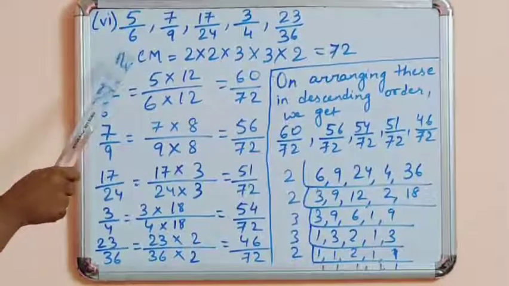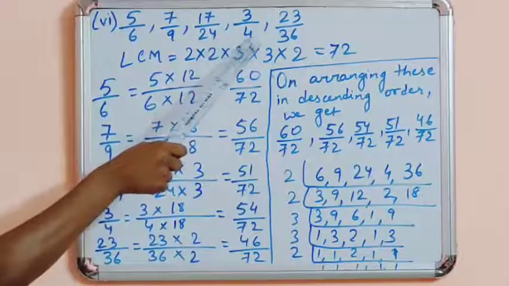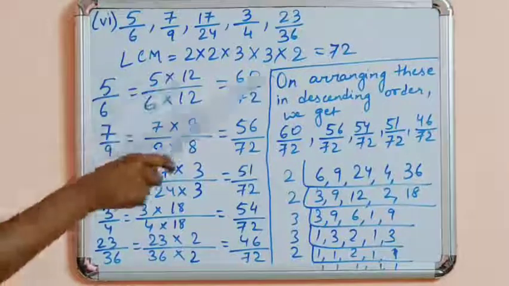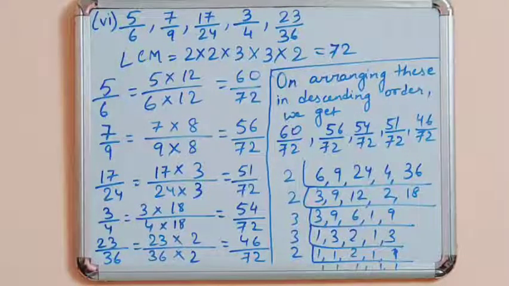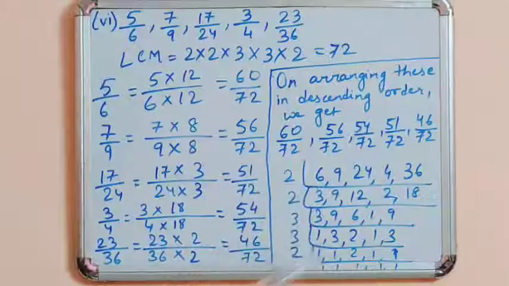So in number 6 we have 5 by 6, 7 by 9, 17 by 24, 3 by 4 and 23 by 36. So here neither the numerators nor the denominators are same. So we have to convert one of these, that is either numerator or denominator, into like fractions, or we can convert this into the same. So we are making the denominator same. So we have to take the LCM. I have shown you the LCM here.